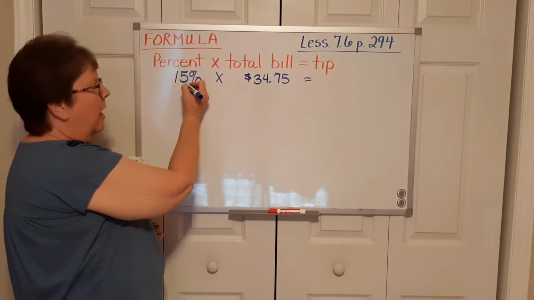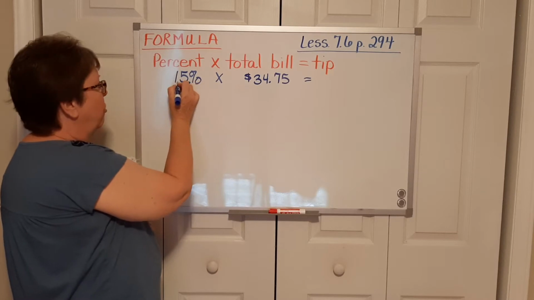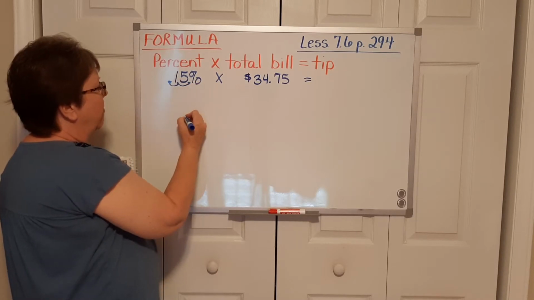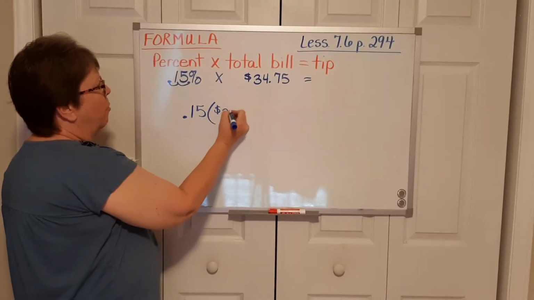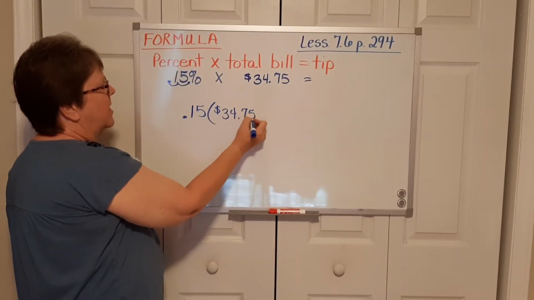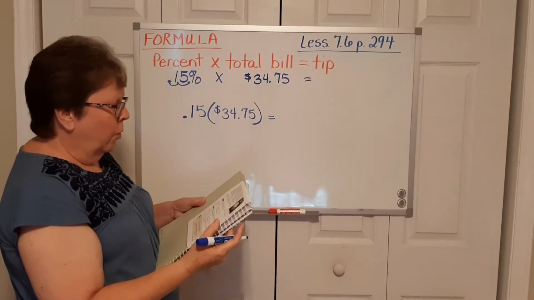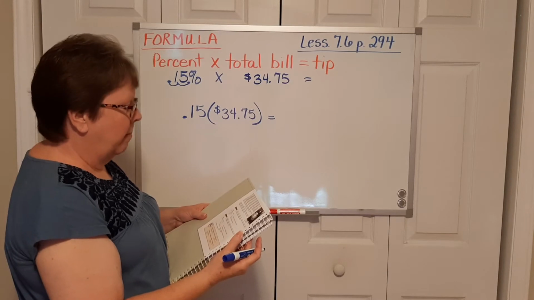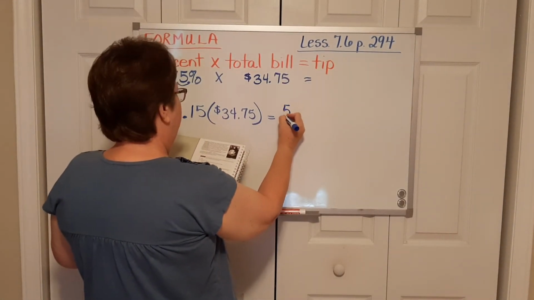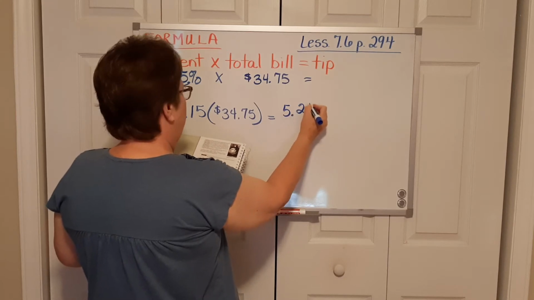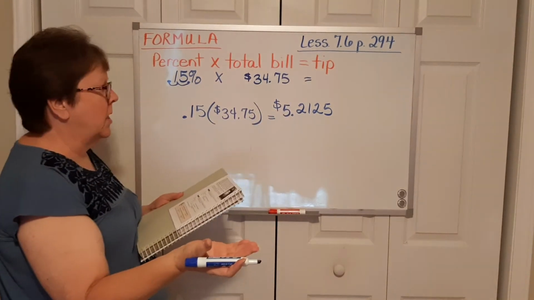So 15 is a whole number, so it's like your decimal point is here. So take it 2 places to the left. So now you've got your 0.15 times your $34.75. And if you multiply correctly, you will get the tip. Now, when you multiply that out, here's what you'll end up getting: 5.2125. Okay? And it's money because you're dealing with a tip.